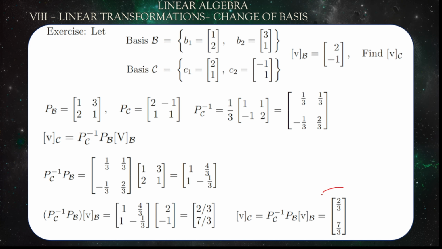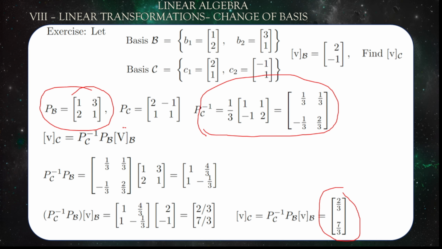And this is the answer. So vector v that is defined on the first basis b, which is given by 2, minus 1, becomes at the second coordinate system defined by c1 = (2, 1) and c2 = (minus 1, 1), 2/3 and 7 divided by 3. So again, what we've done is we got the inverse of P for the C basis, multiplied it by the original base, which is PB, then multiplied it by VB, and we've gotten the new value for that vector at the new coordinate system.